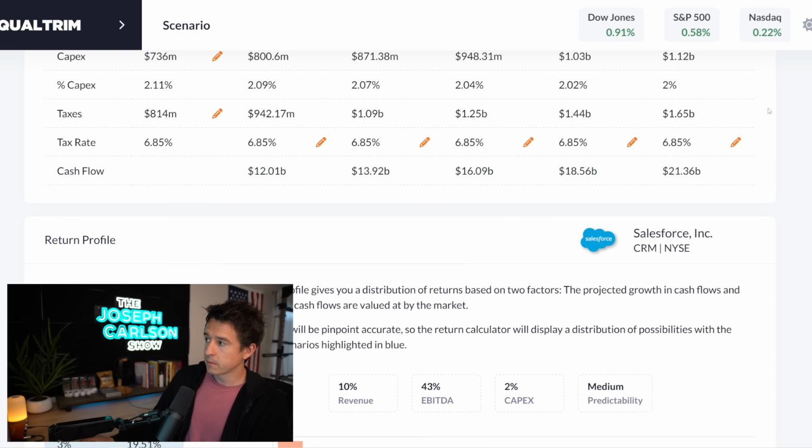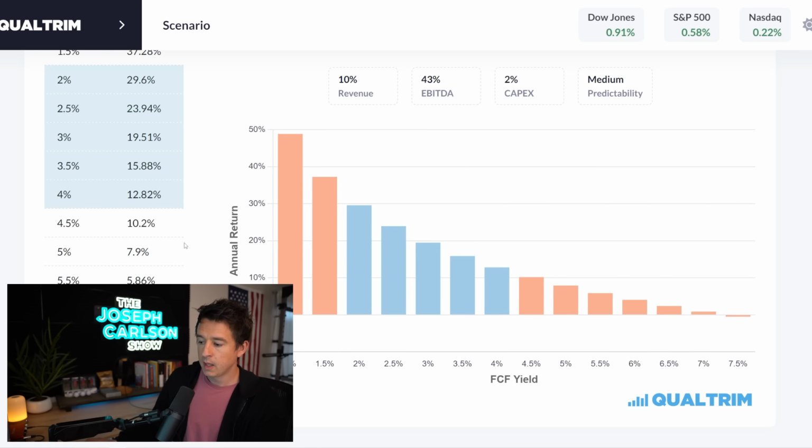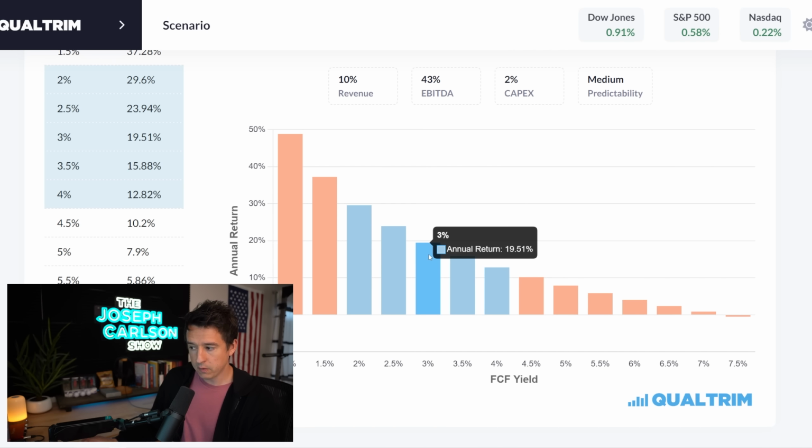If Salesforce produces $21.36 billion in free cash flow in 2029, and it trades at a 3% free cash flow yield, that'll be a 19.5% return. It's pretty good. It's a 20% return.